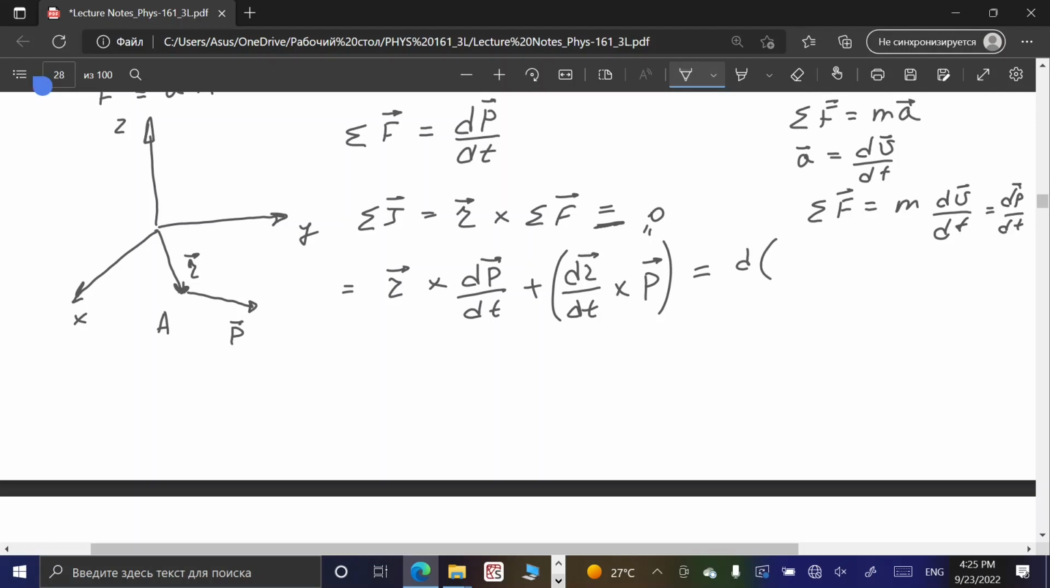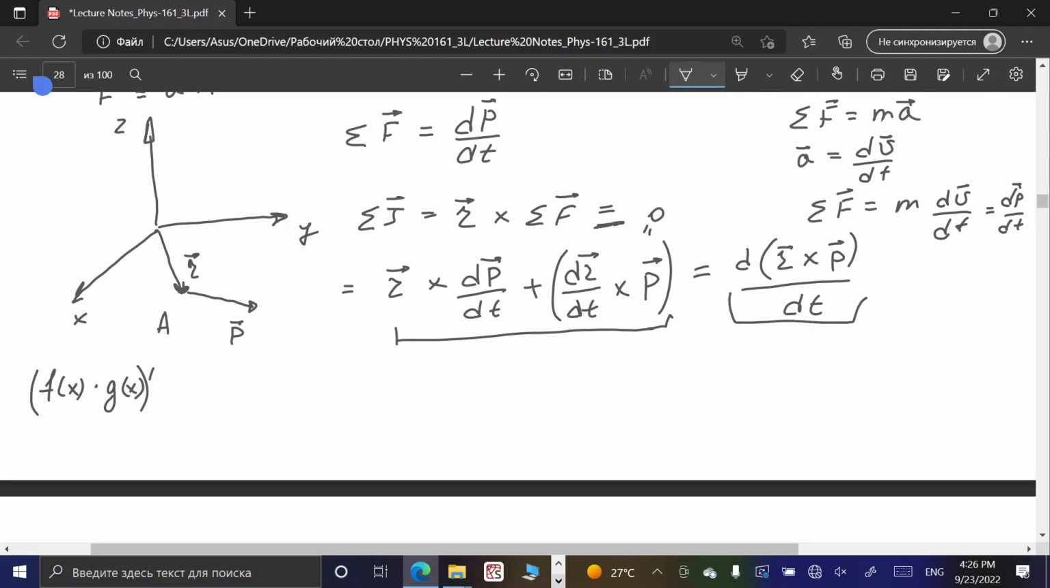But now we can write that this is equal to the first derivative over time of the cross product of the position vector and the linear momentum vector. That comes from the rule of taking derivatives of the product of two functions. If you have a function f of x times g of x, and we take the derivative, we get an expression similar to this. So that's why we can go from this to this.